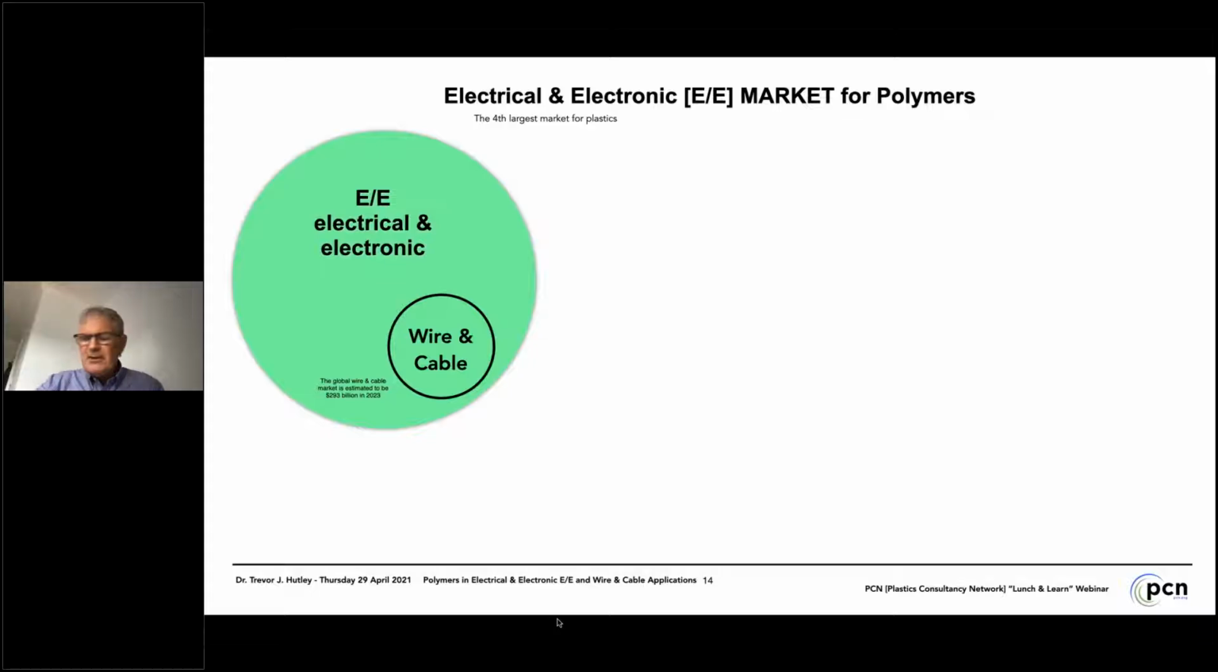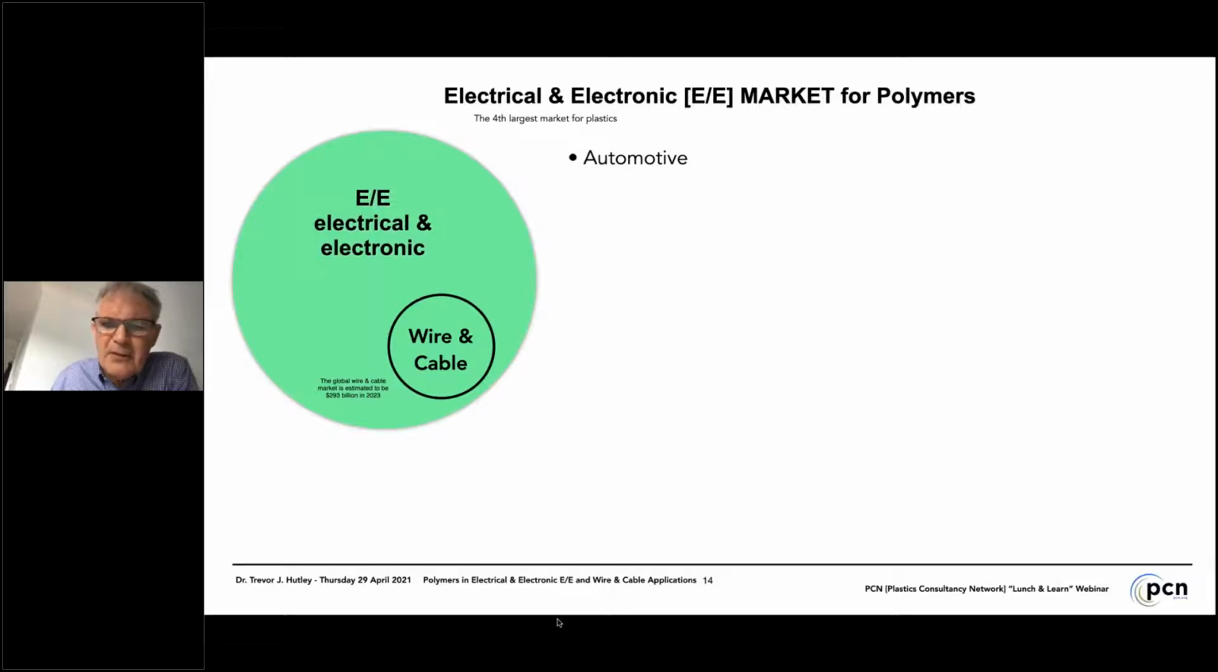So let's get right down to the detail of the electrical and electronic market sector, fourth largest market for plastics. And wire and cable is part of that. Wire and cable materials, as I said before, is going to be soon more than $20 billion. The wire and cable business itself is soon going to be a $293 billion business. Very, very large business. And what specifically can we find within this sector?